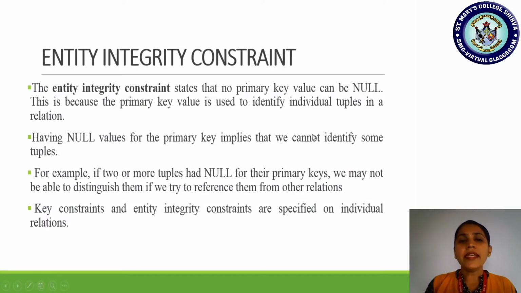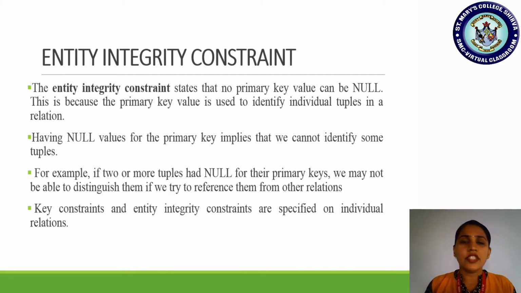Now, entity integrity constraints. So what does this mean? The entity integrity constraint states that no primary key value can be null. This is because the primary key value is used to identify individual tuples in a relation. So what is the rule? What is the matter with the entity integrity constraint? What do we mean by that in the database?